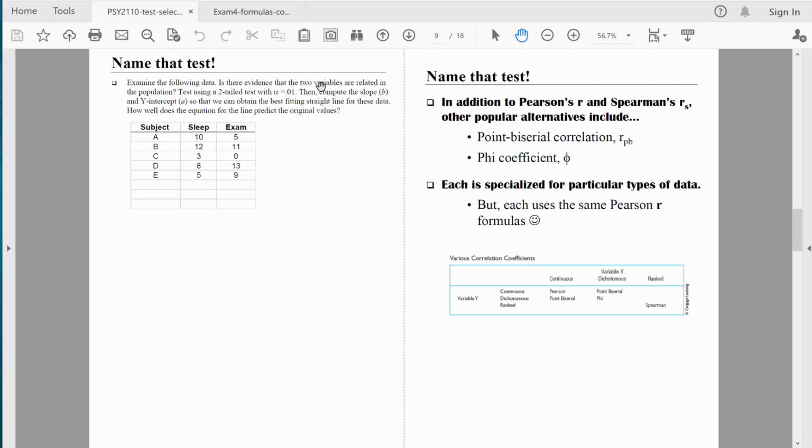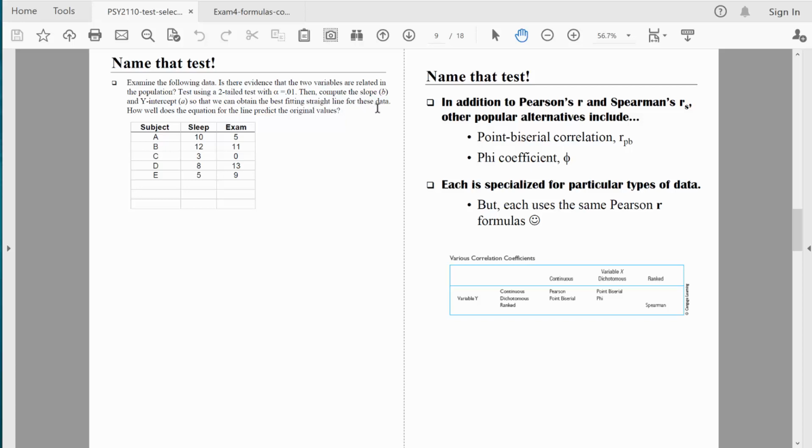Well, here it says two variables related. So I'm already starting to think this probably has something to do with correlation and regression. It was during correlation and regression that we talked about measuring people on two different variables and seeing if they might be related. It says test using a two-tailed test with an alpha of 0.01. None of that matters right there in terms of picking the most appropriate test. Then compute the slope and y-intercept so that you can obtain the best fitting straight line for these data.